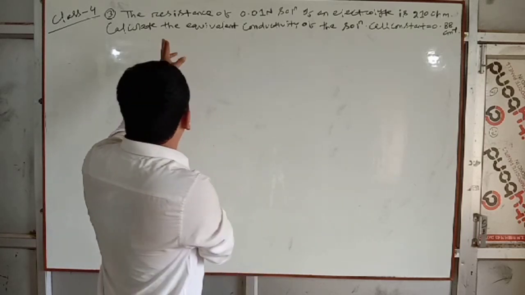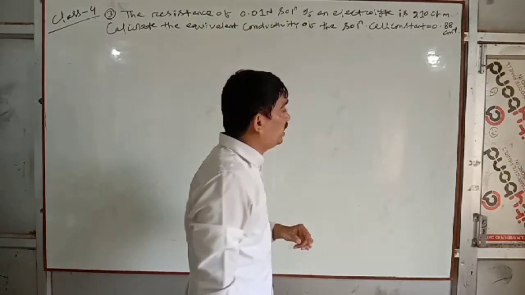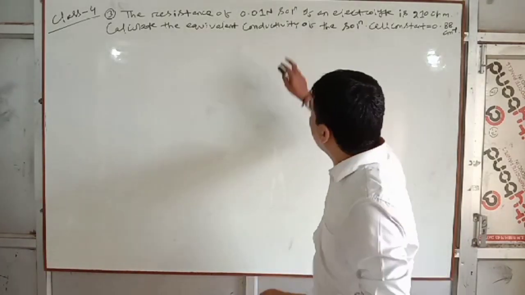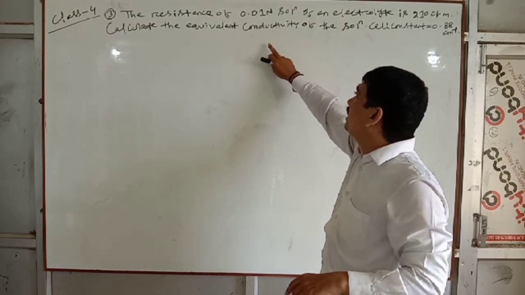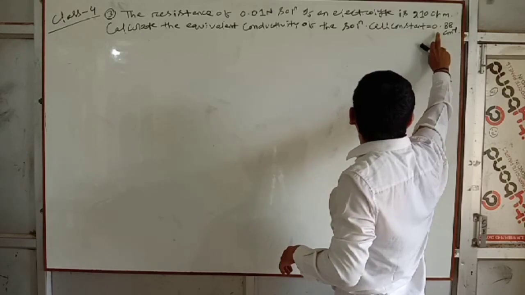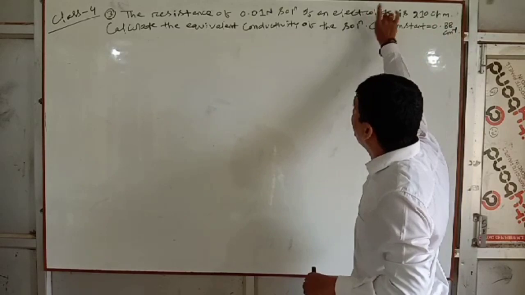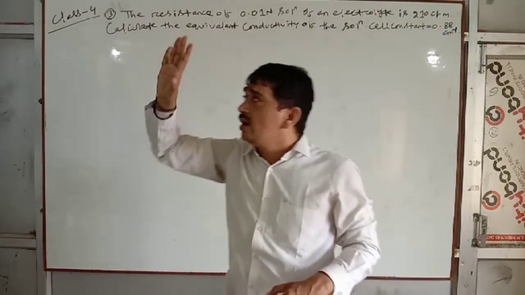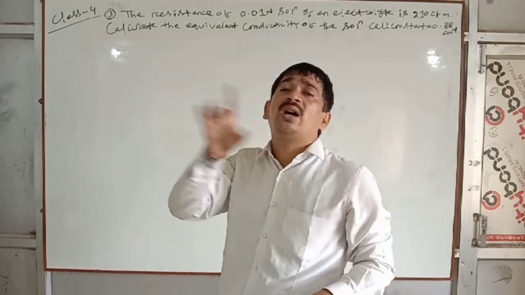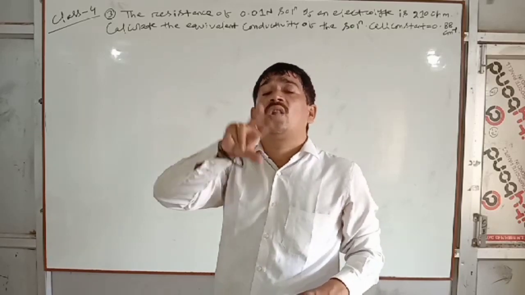So look at the question. The resistance of 0.01 N solution of an electrolyte is 210. Calculate the equivalent conductivity or conductance of the solution given that cell constant equal to 0.88 centimeter inverse. So he has given the cell constant value. He has given the resistance value. First we have to calculate equivalent conductance. What is the formula? Equivalent conductance equal to kappa into 1000 by normality. So we have to first calculate specific conductance.